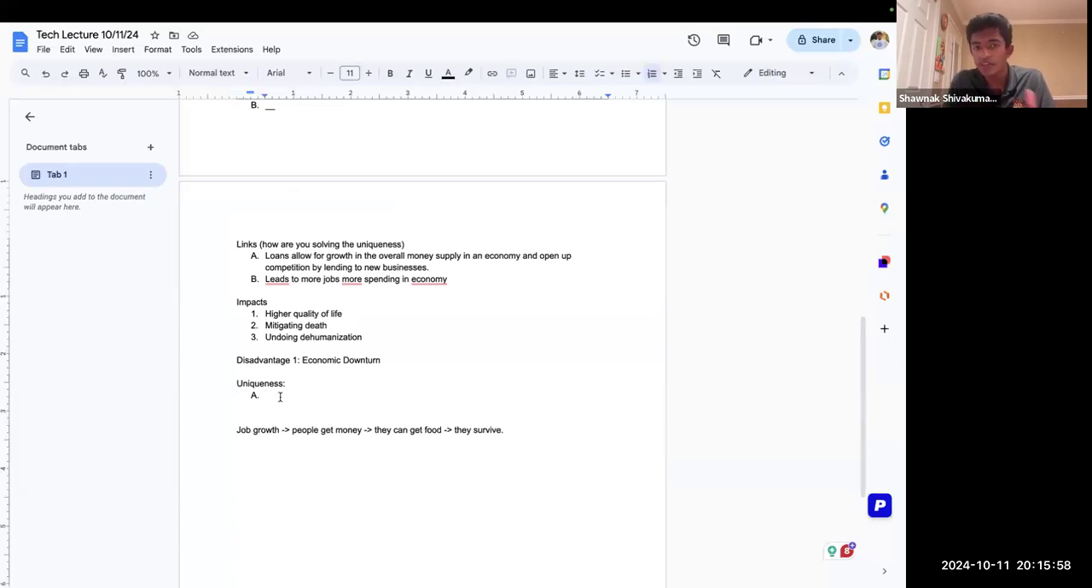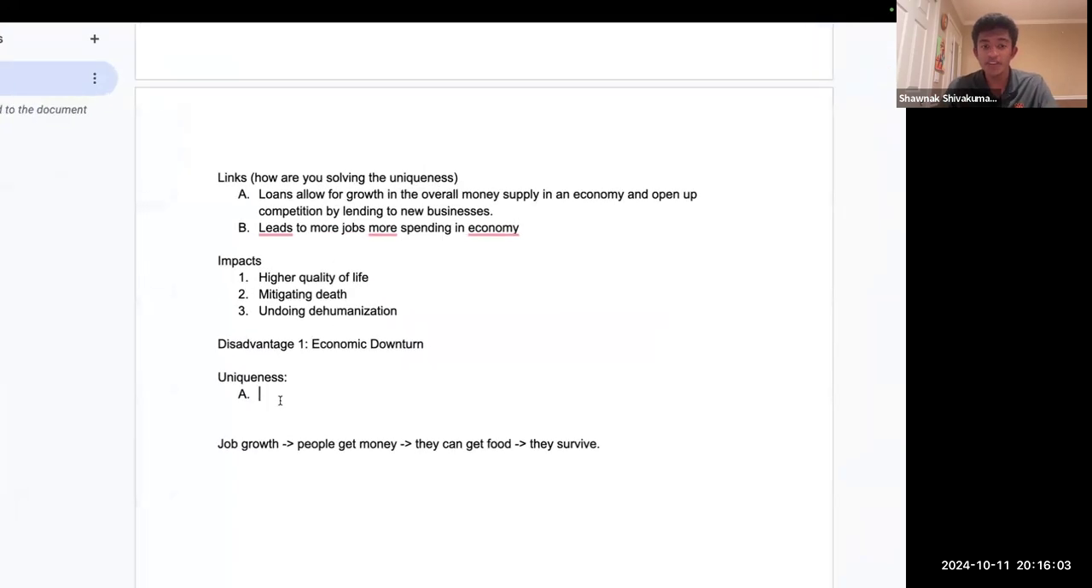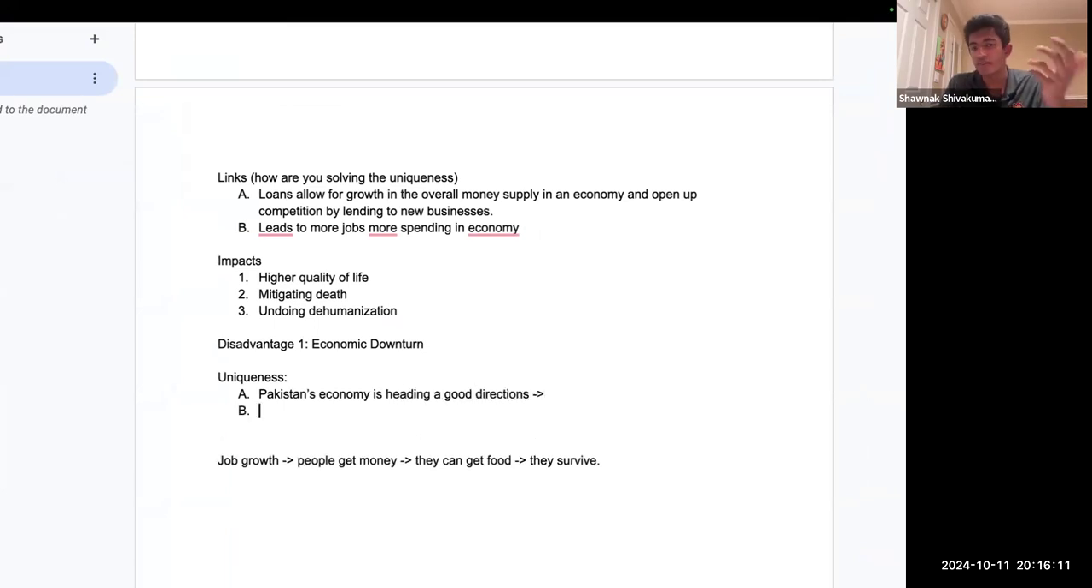But you want to argue, because as the negative, you defend the current world. You defend the status quo, which means the uniqueness is good things. So Pakistan's economy is heading in a good direction. And then you would find stats, and there are always stats for a good direction. If you can't defend the uniqueness, if the status quo is literally horrible, then you have to argue that the government plan makes it worse.